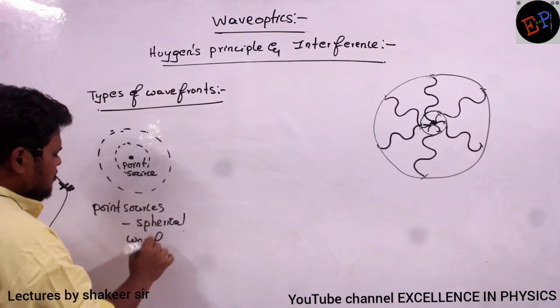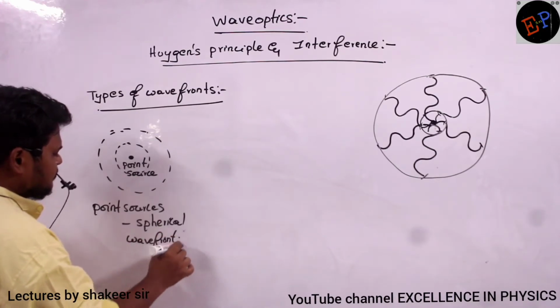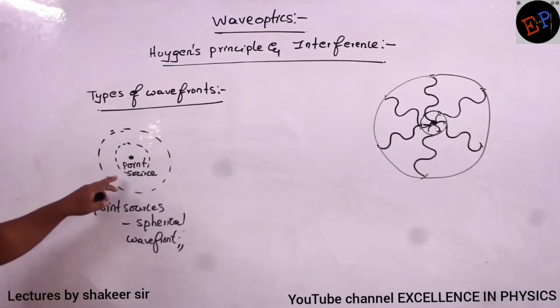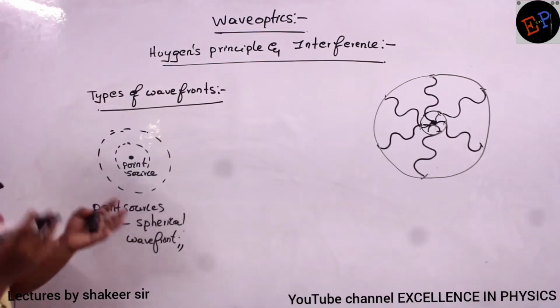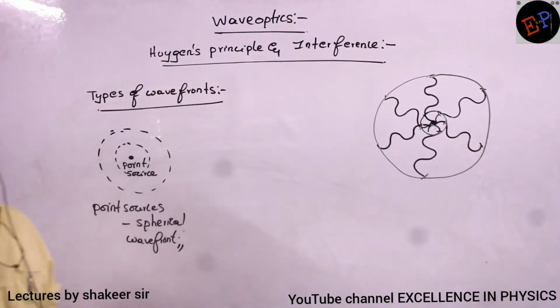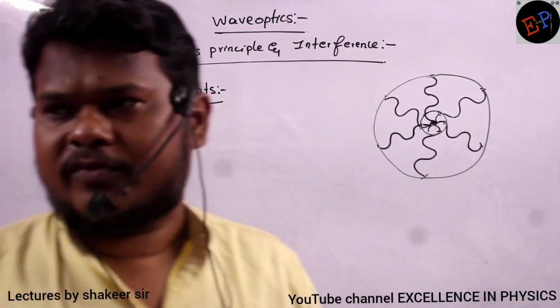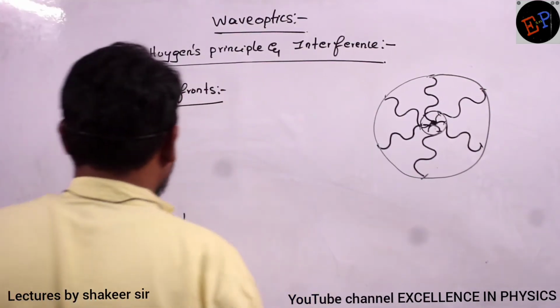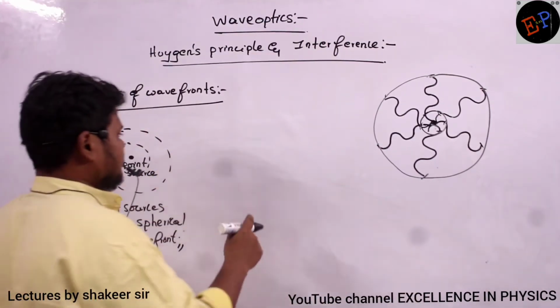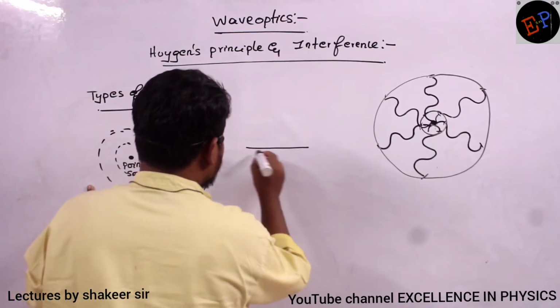Spherical wavefronts means in the form of a sphere. Because they give radiation in every direction, the total locus will be just like a sphere, so spherical wavefronts will be formed. Similarly, if you take this tube light, this is a cylindrical source of light.